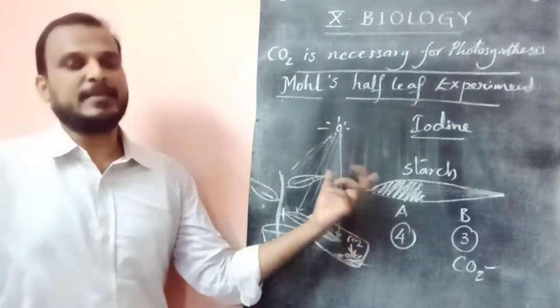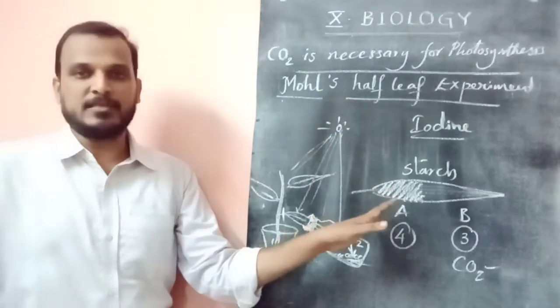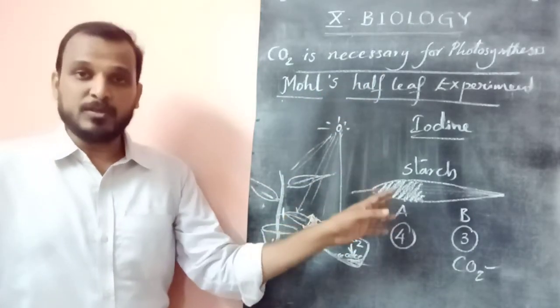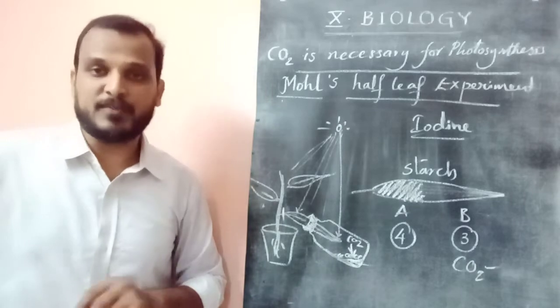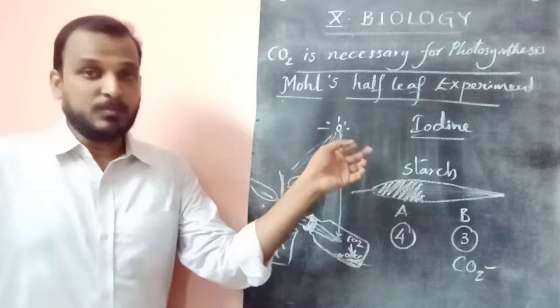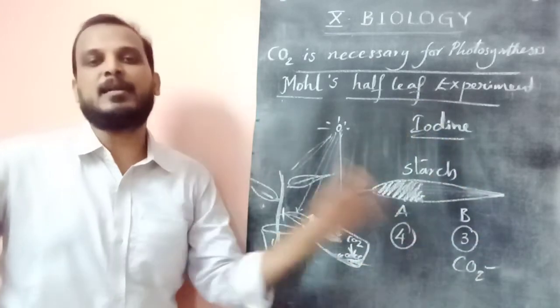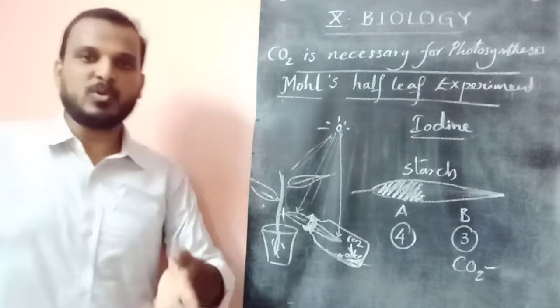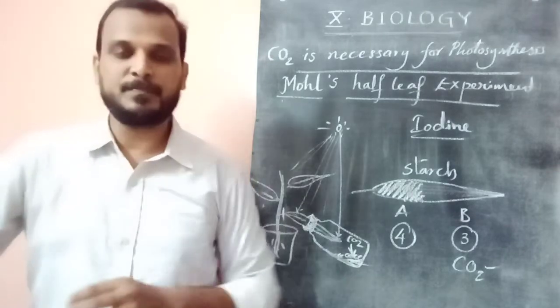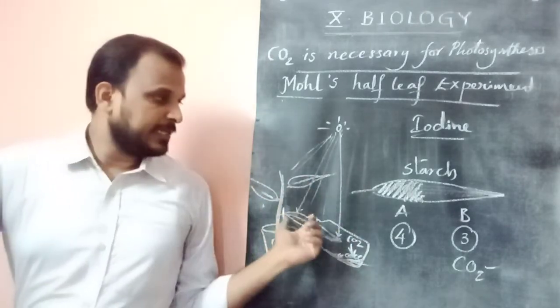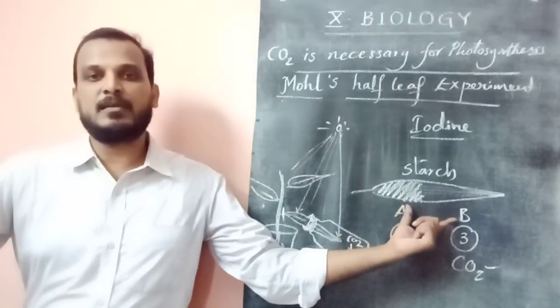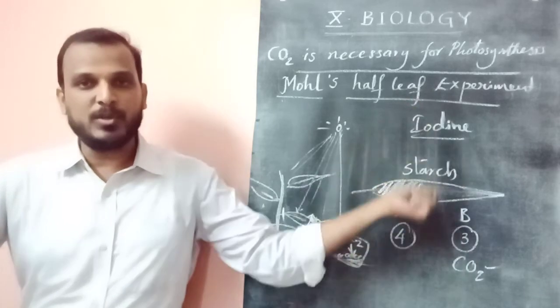I said we should add iodine directly, but that is not possible directly. Before that we should do the same activity as in the first experiment, removing pigments by boiling in methylated spirit. Later we have to add iodine. That is not shown in this experiment, but we have to do it. So to the leaf which is taken out to test for starch, we add iodine drops.